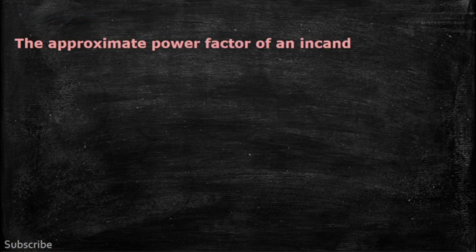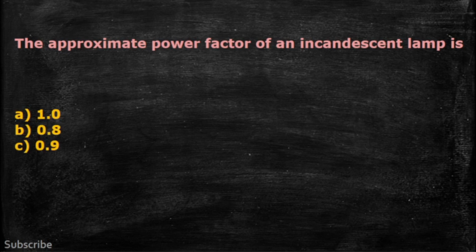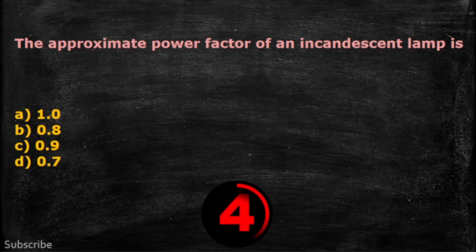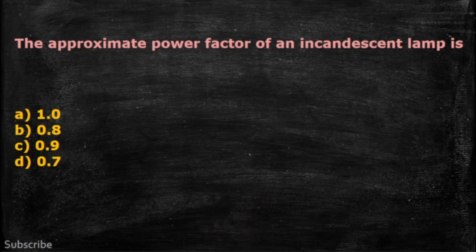Question number 7. The approximate power factor of an incandescent lamp is A. 1.0, B. 0.8, C. 0.9, D. 0.7. The correct answer is letter A. 1.0.